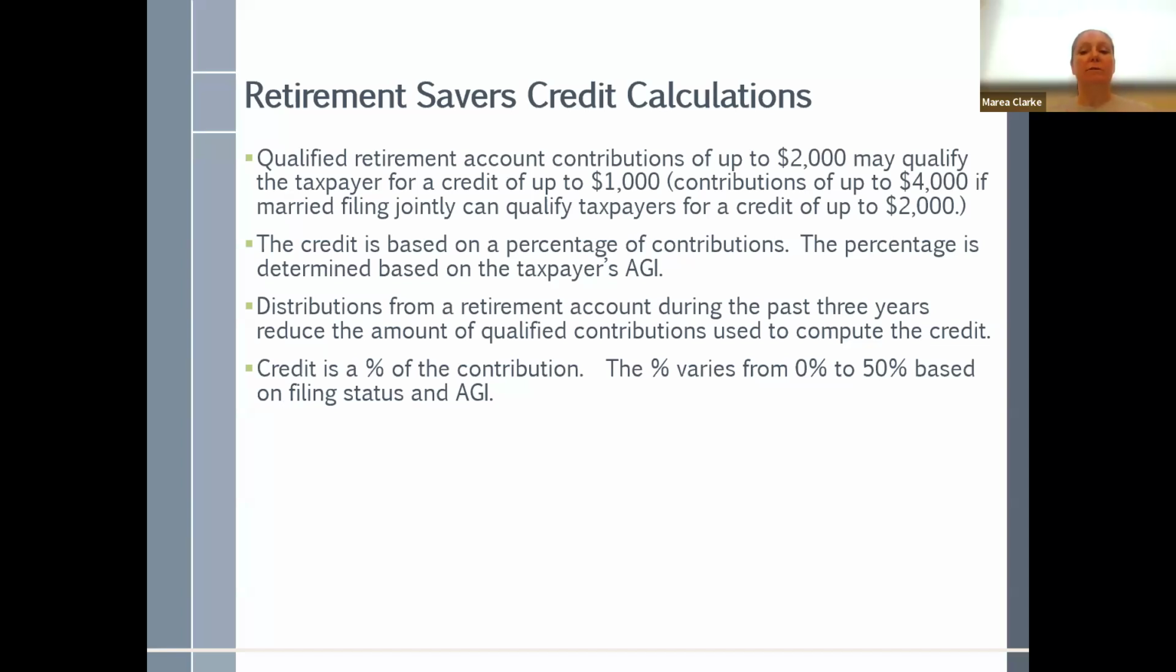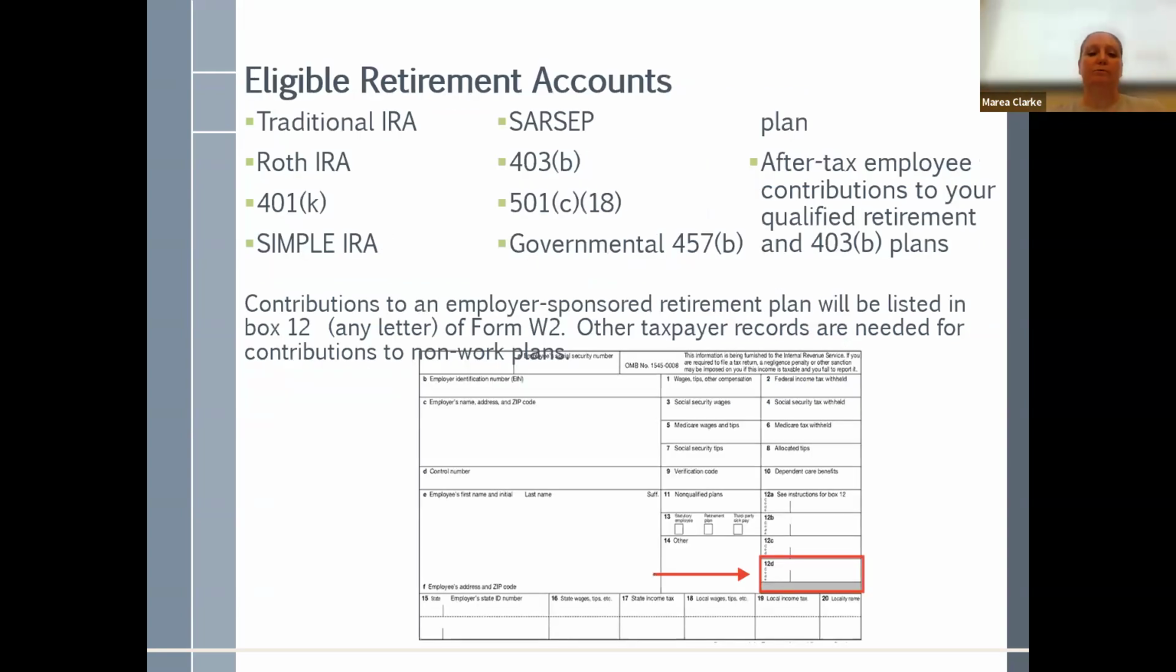Basically, for retirement contributions of up to $2,000, you may get a credit of up to $1,000 that reduces your taxes. Remember, still non-refundable, but it's going to reduce your tax. If you're married filing joint, it's going to be double the amounts, up to $2,000 of a credit based on a percentage of your contributions. And the percentage is going to vary based on your income and your filing status. So TaxSlayer, when it's working, will do the math for us to say how much that credit is going to be. But it can be a really good incentive to save for retirement, right? But you have to meet the criteria for it.